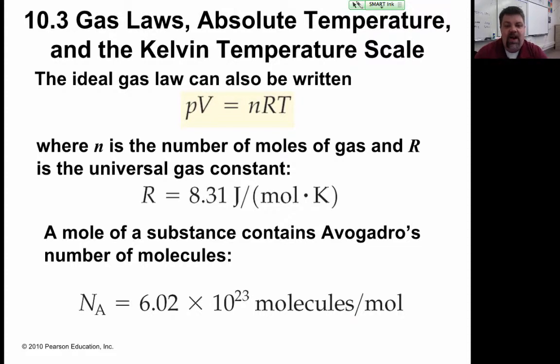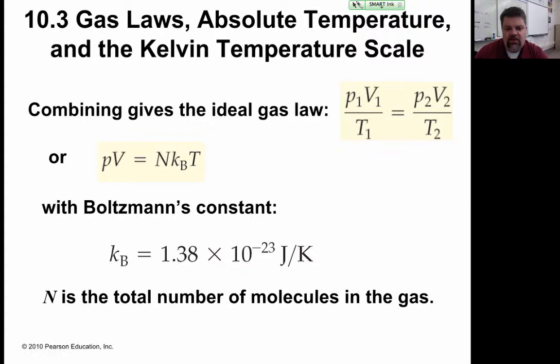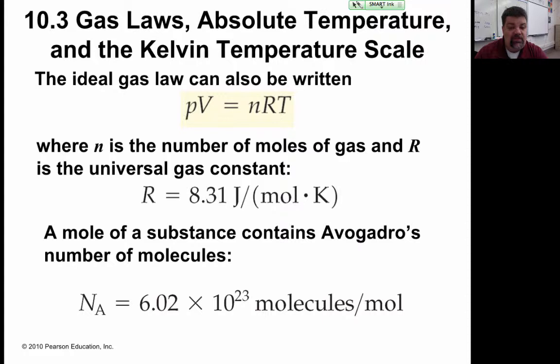This is the ideal gas law, but now we go from capital N to lowercase n, which represents the number of moles of a gas, and R is another universal constant, which is 8.31 joules per mole per Kelvin. Remember, capital N is the number of molecules, and lowercase n is the number of moles. What's the relationship between them? One mole of a substance contains Avogadro's number of molecules, so 1 mole of anything contains 6.02 times 10 to the 23rd molecules. We call it Avogadro's number because he's the guy who came up with it.